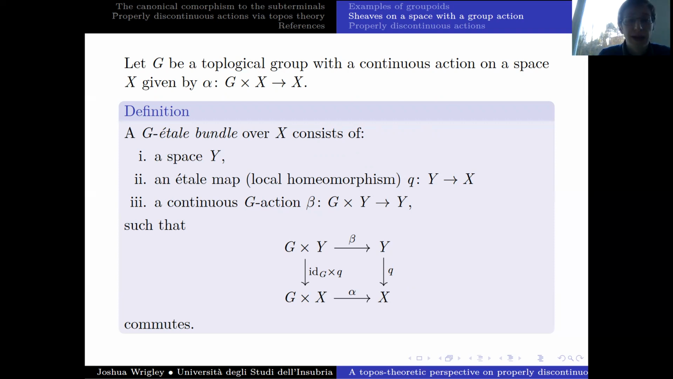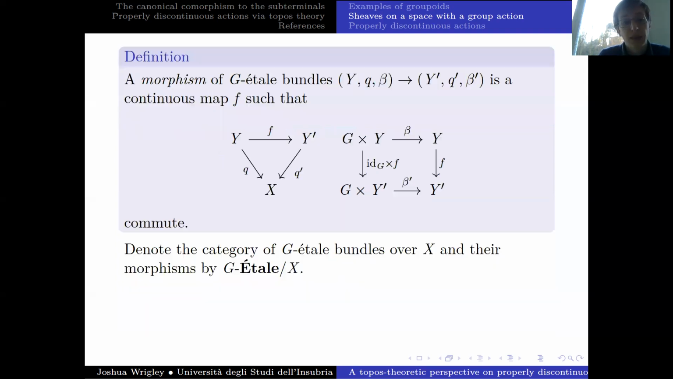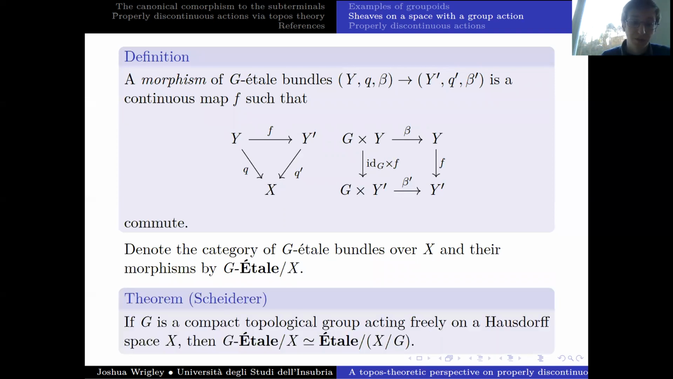And the G-tau bundles over X are going to form the objects of the topos of sheaves on our groupoid. And a morphism between G-tau bundles is going to be a continuous map between the spaces Y and Y prime that makes that triangle commute, that is, it commutes with the structure map down to X, and such that this continuous map also commutes with our given actions on Y and Y prime. Now we're going to denote the category of G-tau bundles over X and their morphisms by this G-tau over X. And this is going to be the topos of sheaves.